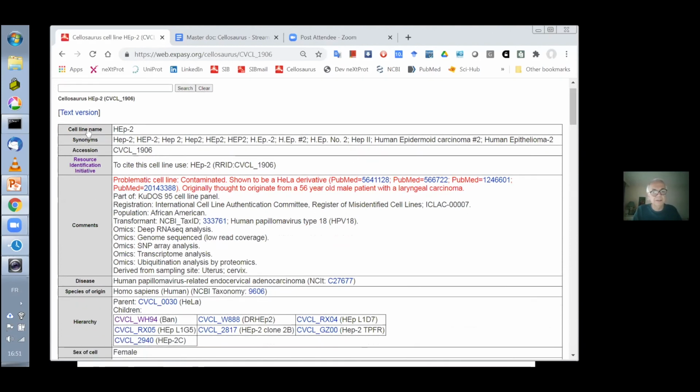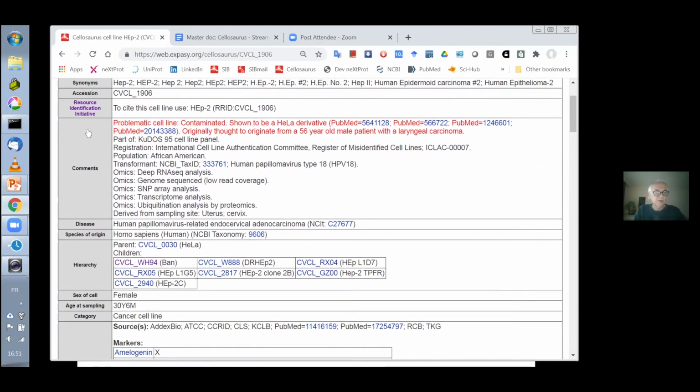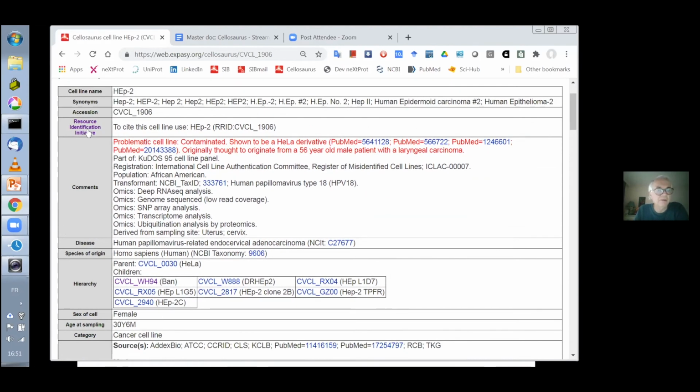And here I've specifically taken one example of a cell line which is contaminated. It's a HeLa derivative. And you can see the different types of information we spoke about: the name, the synonym, the accession, which is the same as the Resource Identification Initiative RRID. All of those different comments, some of which we spoke about, some we didn't, but here you have population information and so on.